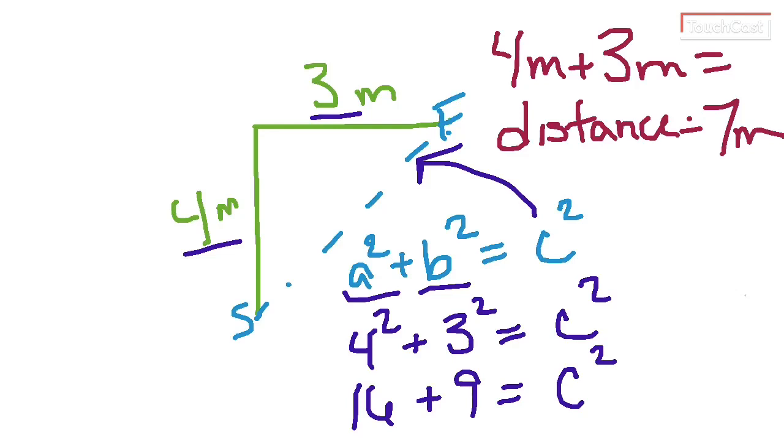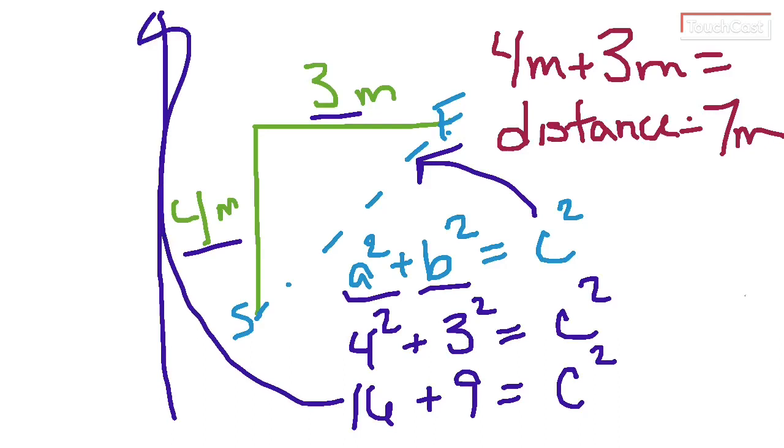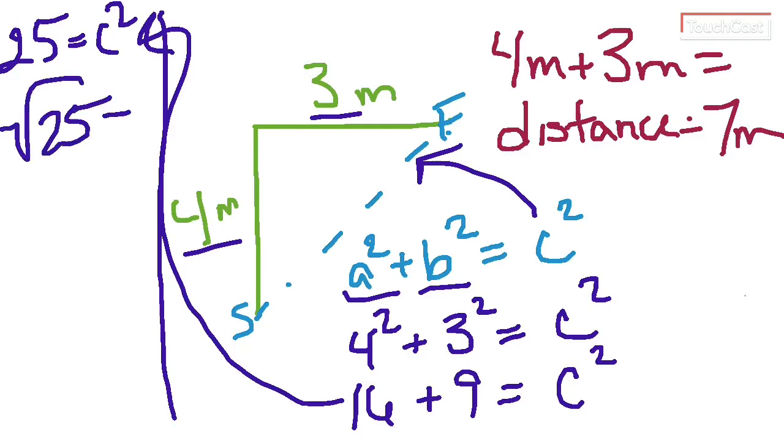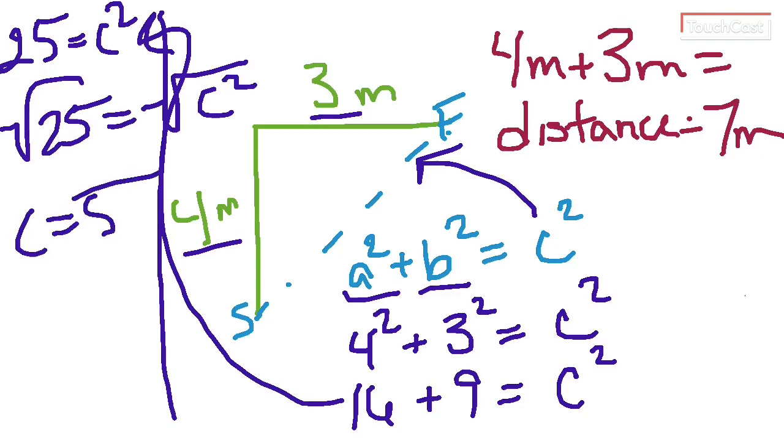And I'm kind of running out of room, so I'm going to start working over here and I'll draw a line for you. And so now we have 25 equals c squared. Well, how do I get rid of that squared? The opposite of squared is square root, and so we're going to do square root of 25 equals square root of c squared, and so c equals 5. So 5 goes here on this line. If 5 is a straight line from start to finish, your displacement is 5.